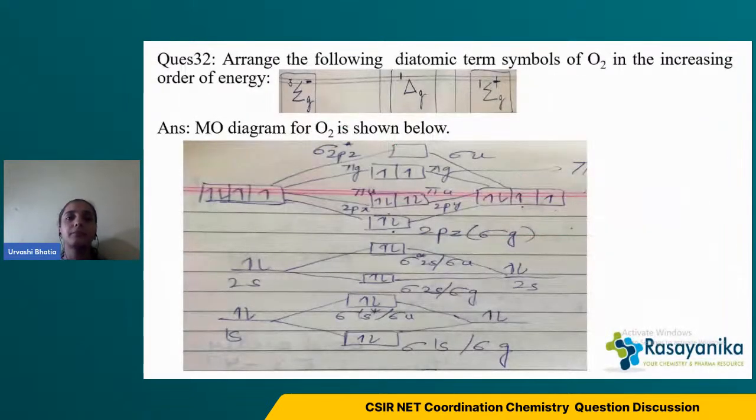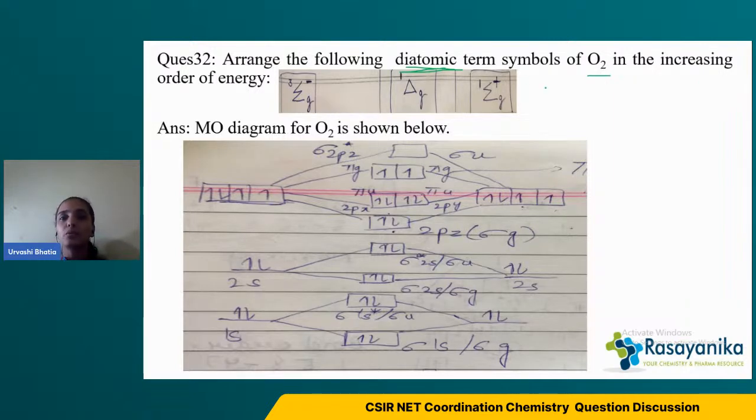Okay. So diatomic term symbol. This is also important. Like you have seen term symbols for the configurations d5, d6, and d2. The term symbols, you know how to derive them. I showed you in day before yesterday's class, right? So arrange the following diatomic term symbols for O2. So this is diatomic term symbol. These are three term symbols that are given to us. They belong to O2, and we have to arrange them in the increasing order of their energy.